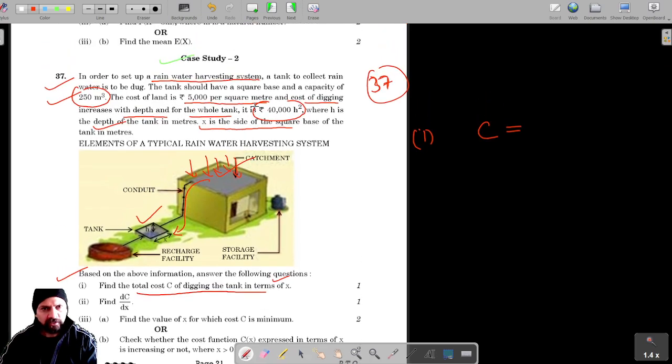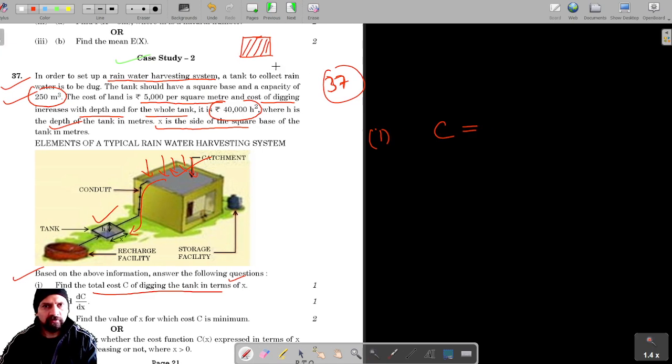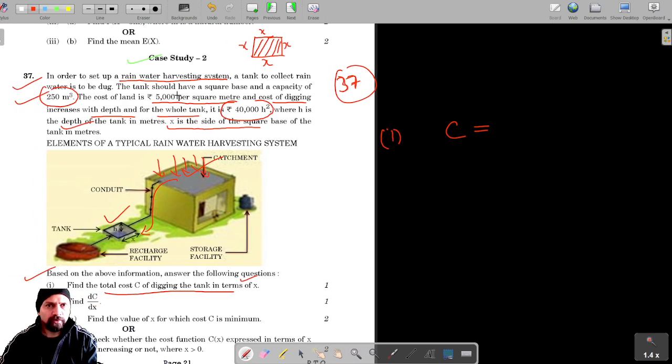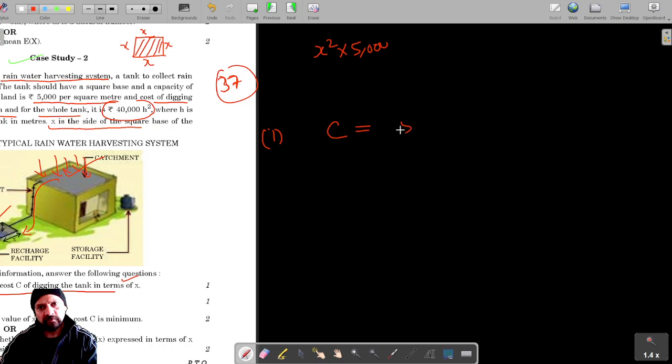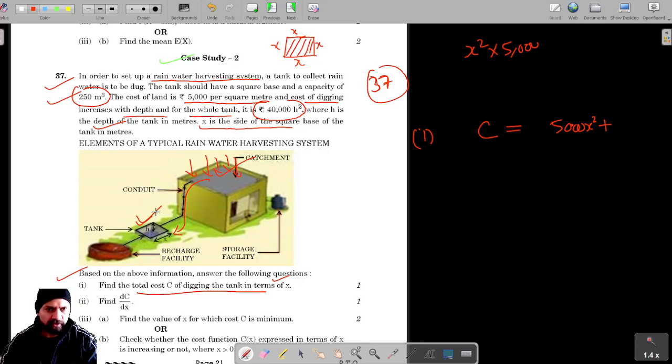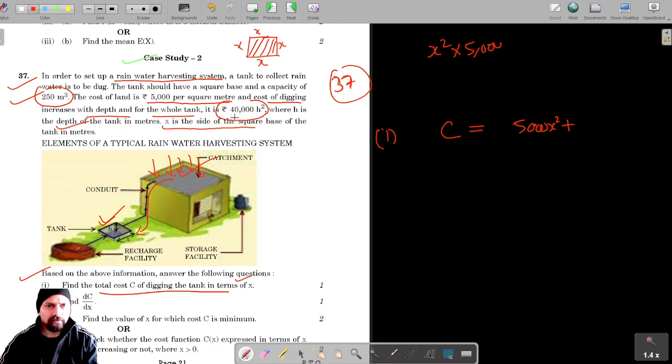So first of all, the cost of the land. Let's find out the cost of the land. So the cost of the land will be the cost of the square, because we have to dig this tank on that square piece of land, and the square has the area of x square. So this is the side x, so area of the square is x square, and per meter square, area of the square base is x square. That has to be multiplied by 5,000, so that will give us the cost of the land. So this is 5,000 x square.